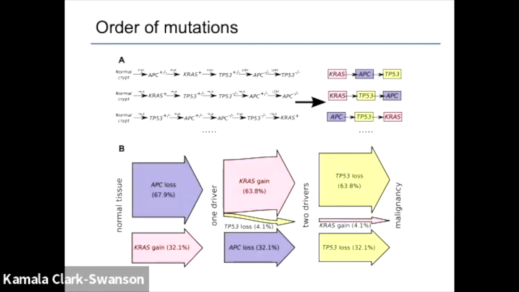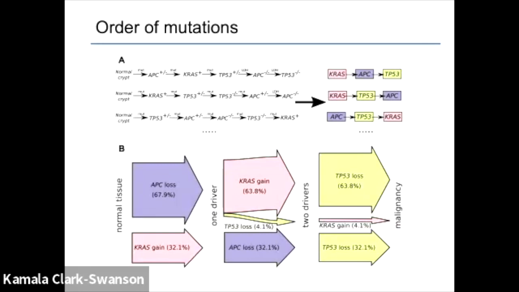And strikingly, we found that in 2/3 of the patients, we recover exactly the order that has been suggested by Vogelstein and others, where APC is the first to be inactivated, followed by KRAS, and then TP53 as the last mutation. So this was very interesting.